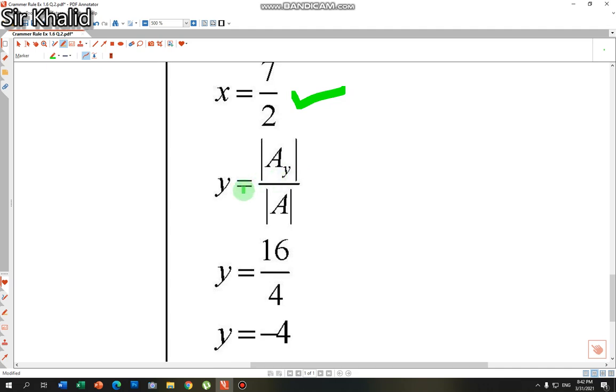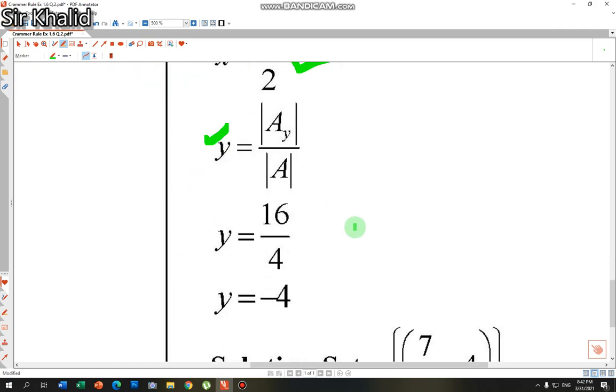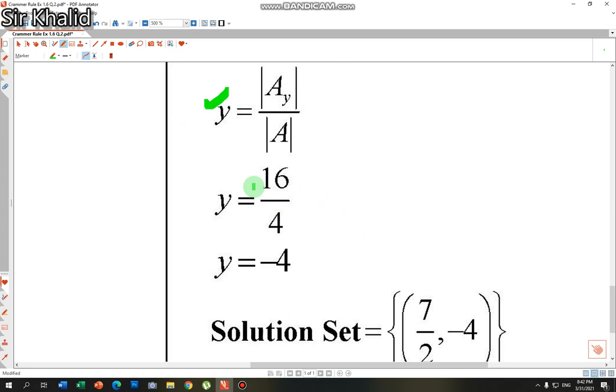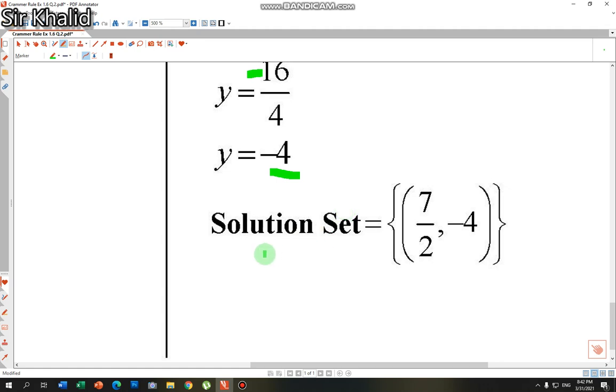Repeat the same procedure for y to calculate the value of y: |AY| over |A|. We have already calculated the value of |AY|. It is minus 16 here. So minus 16 over 4 is equal to minus 4. You get the solution set as (7/2, -4).